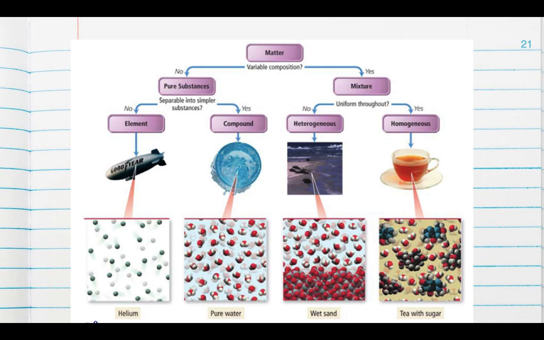So variable composition just means, is it made of different stuff? So is it made of different stuff? No, then it's a pure substance. And then I asked, can it be separated into simpler substances? No, then that means it's an element. So if I'm looking at the notes, that left-hand box next to where it says chart, you're going to write the word element in there. And then my example is helium.